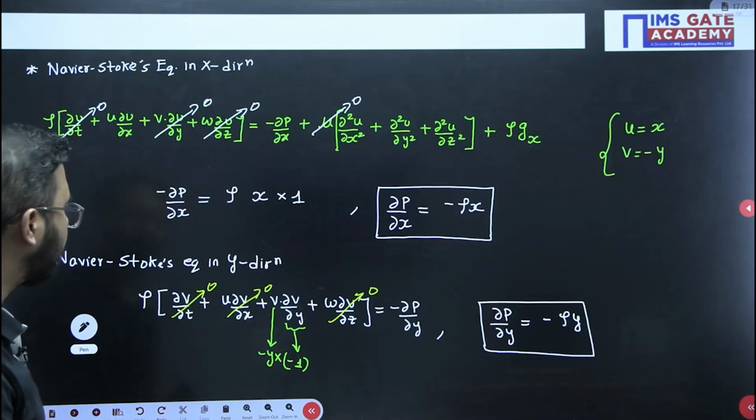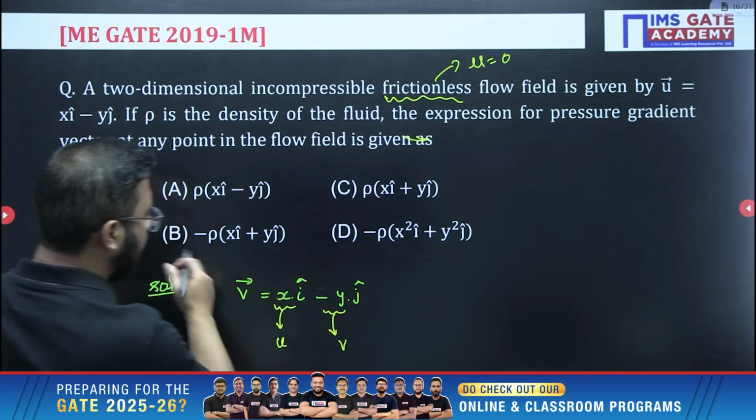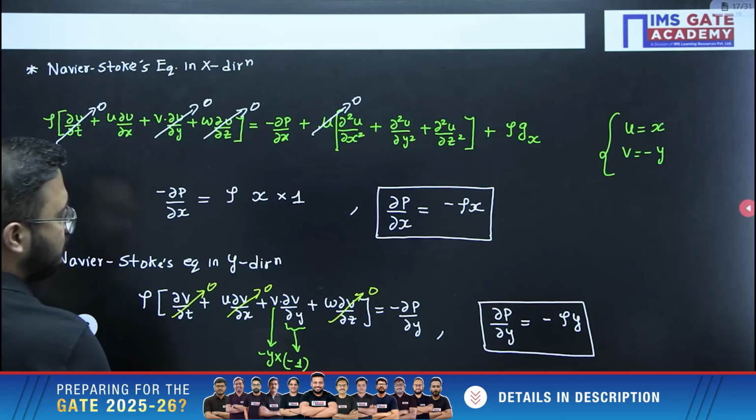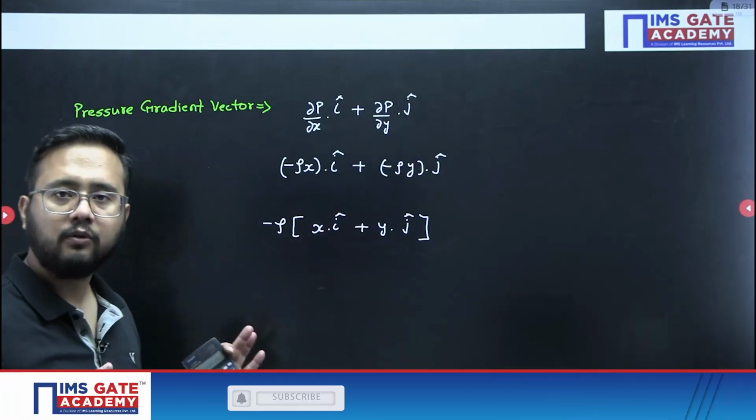And if you see the options, option B will be the correct one: minus rho times x i cap plus y j cap. That is what we got, minus rho times x i cap plus y j cap. I hope this is clear.